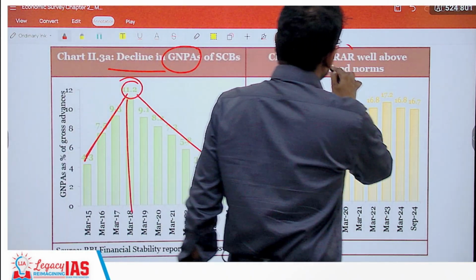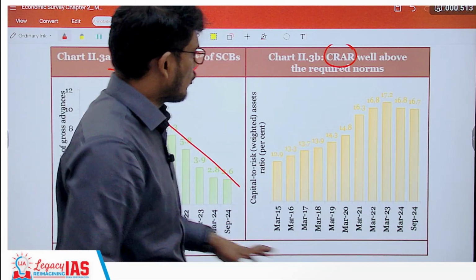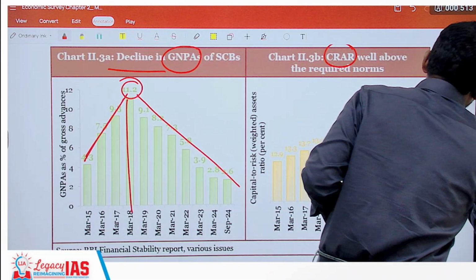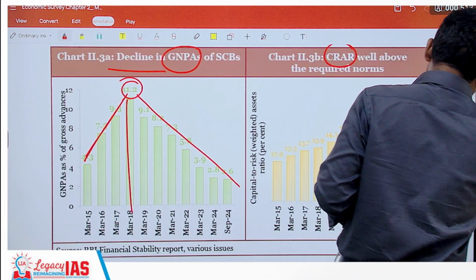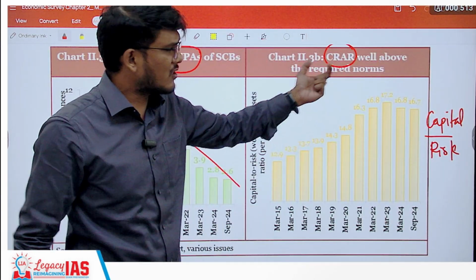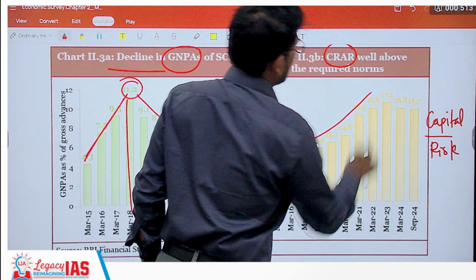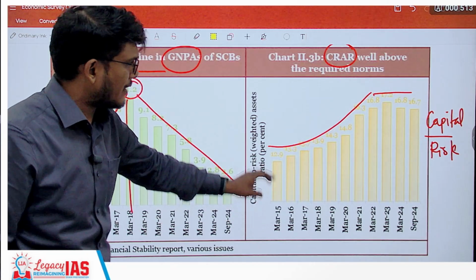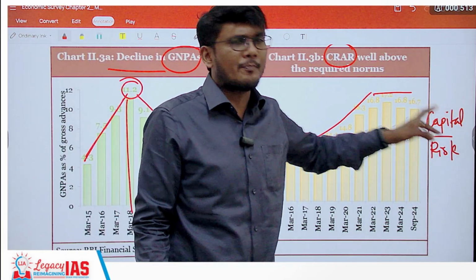If you talk about the CRAR, the capital to risk weighted asset ratio, there might be a risk that the bank may carry, but the banks are having more and more capital to address the risk. The higher the CRAR, the better the health of the bank. So if you can see, there has been an increase. Now it has stabilized, but if you compare it with 2015, there has been a considerable increase. An increase of about 50% is present.